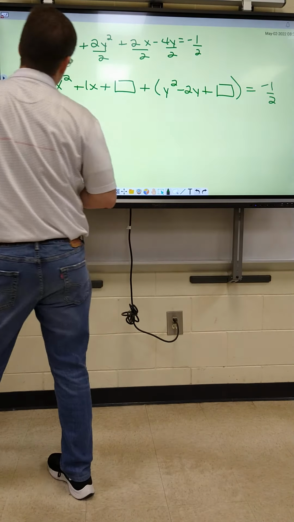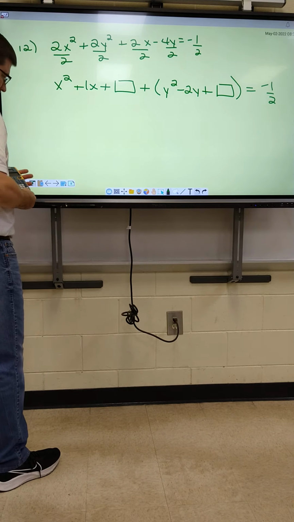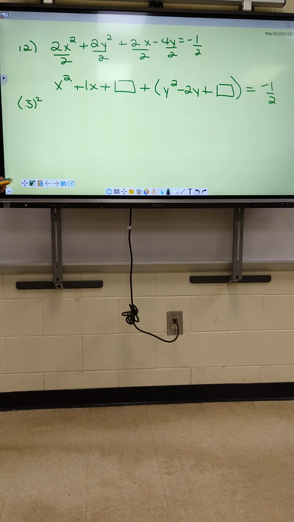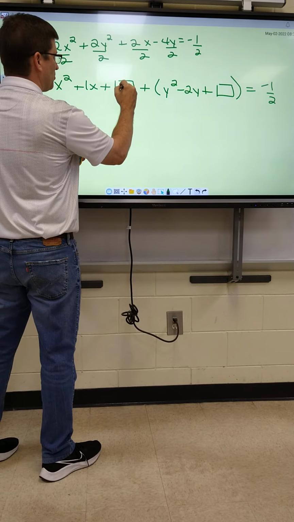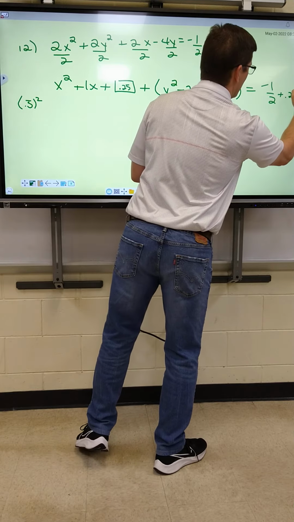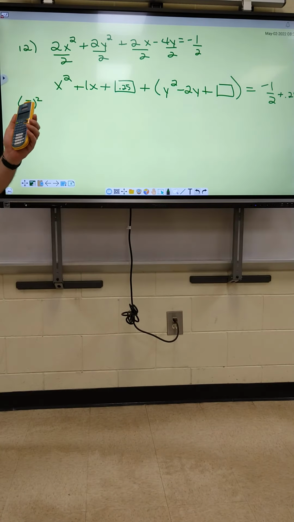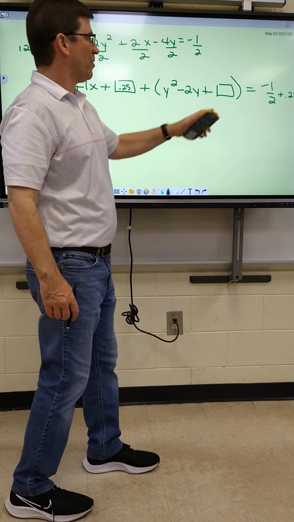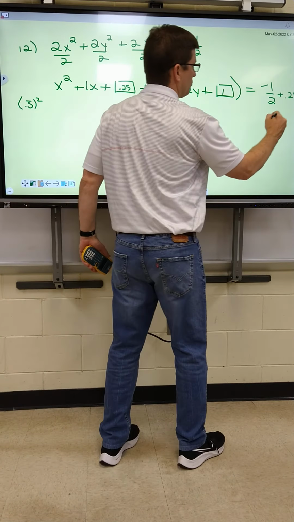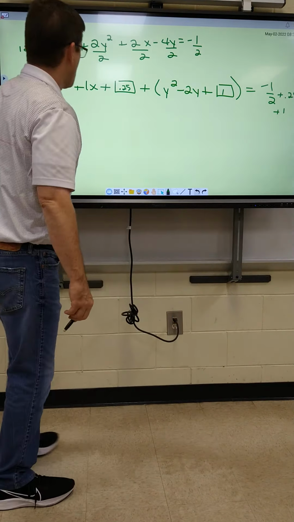All right, Allison, explain to me, how do we figure out what goes in the box? Good. Half of 1 is 0.5. Then we got to square it. I don't know what that is, so I'm going to type it in. 0.5 squared is. I got 0.25. So 0.25 goes there. 0.25 goes here. Any question about that? All right, Allison, do the second box right here for me. Good. So plus 1 there and plus 1 there.